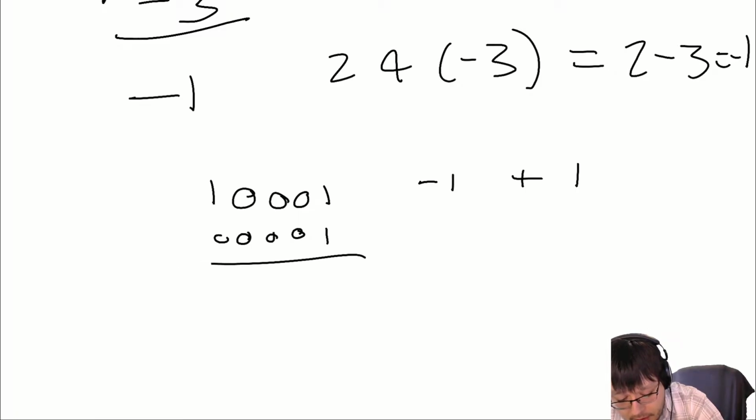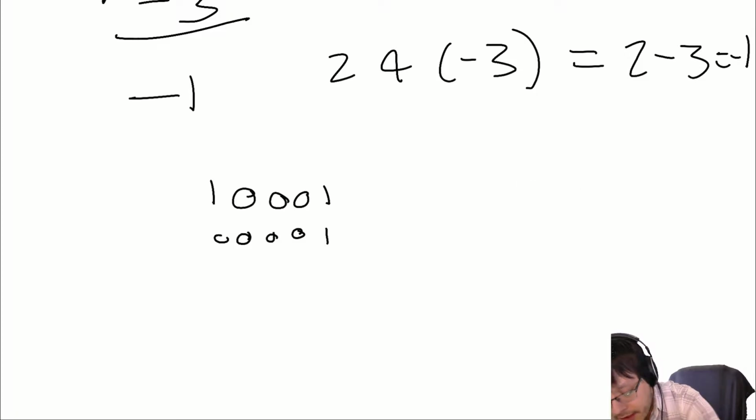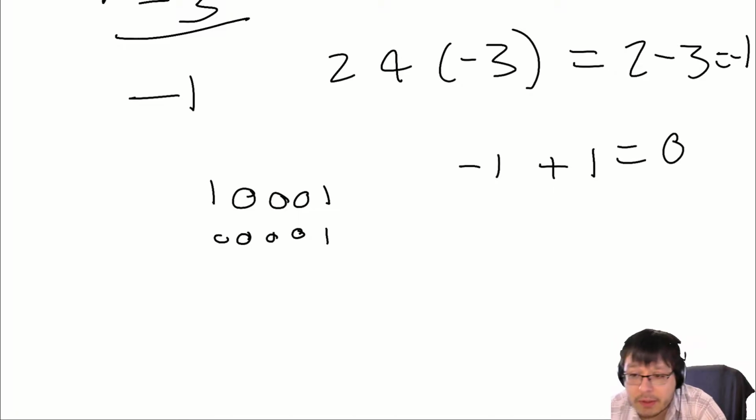Don't even think about subtraction. Just think about that addition, okay? So -1 plus 1 we know should be equal to 0, right? Because that's the same thing as saying 1 minus 1.